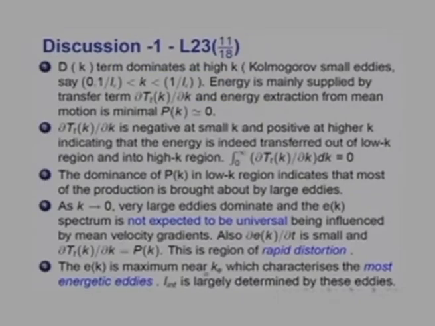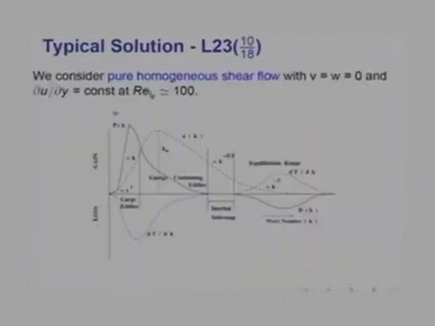E(k) is maximum near k sub e, which characterizes the most energy containing eddies, and the integral length scale L that we saw in the previous lecture is largely determined by these eddies. So, the characteristic eddy of this region we call the energy containing eddies.